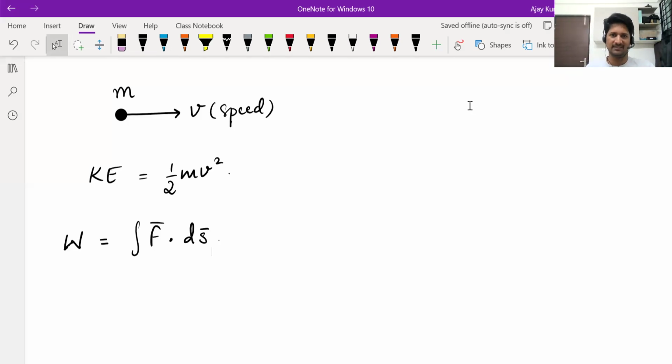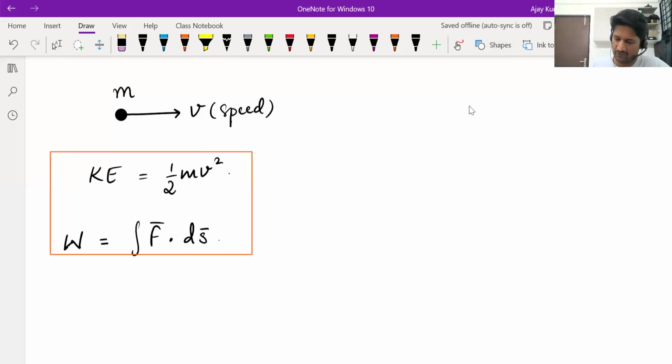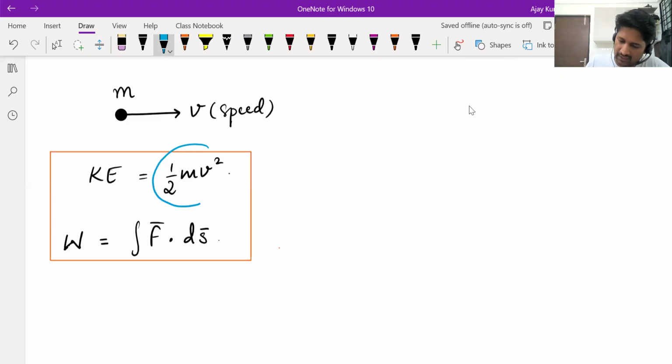This formula always stands. So this is the basic formula for kinetic energy of an object, half mv square. And the work done by any force is integral F dot ds. And remember, half mv square gives you the kinetic energy only when the entire mass m moves with the same speed. And I told you before also, for this chapter, we are going to consider an entire object moving with the same speed itself. We won't consider different parts of the object moving with different speeds. Okay, we won't consider rotation.